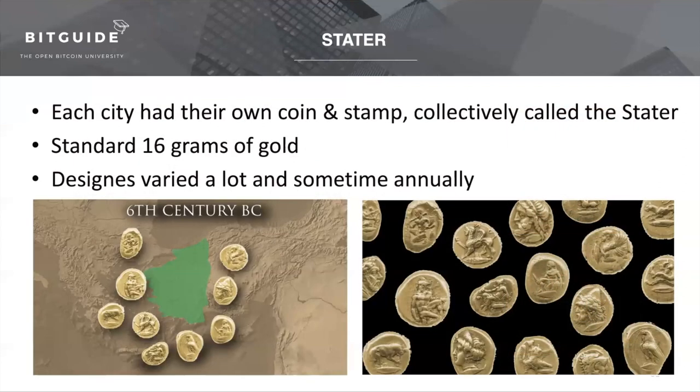Lydia consisted of several cities, each having their own coin and stamp, collectively called the stater. The typical coin was 16 grams of gold, but designs varied a lot and sometimes annually, depending on what becomes important in that city or in that society. Sometimes it was cultural events, sometimes religious events, or sometimes something that a king wanted to popularize or make people aware of.